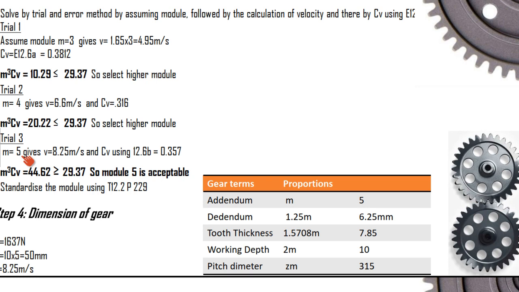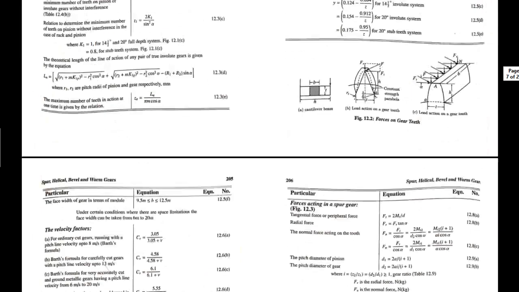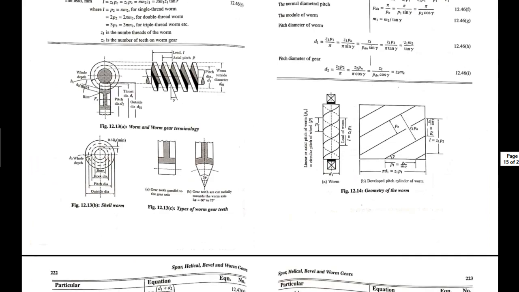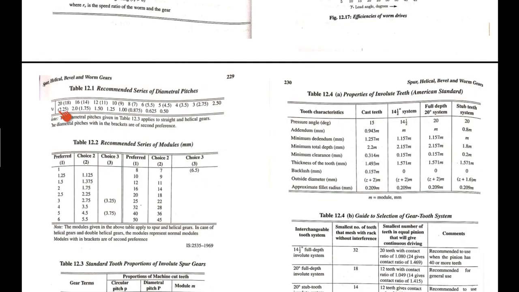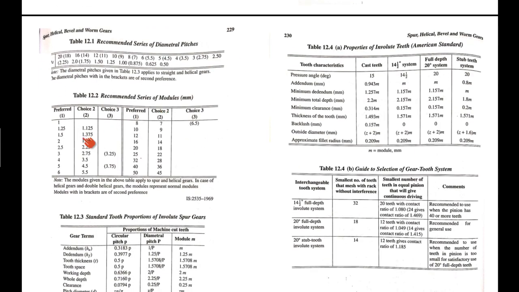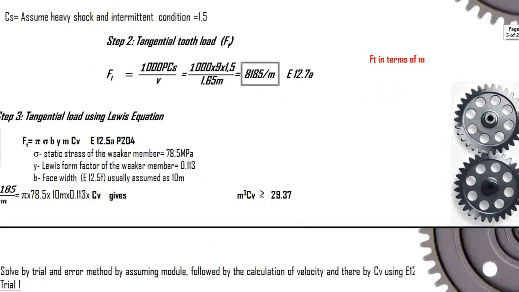This is how we select or calculate the value of module. Now upon getting the value of module m, we have to standardize using table 12.2 on page number 229. On page number 229 you have various tables. Yes, this is the table for the diameter pitches, and this is for the module. So 5 is included in the preferred column. So 5 is an acceptable module for production.